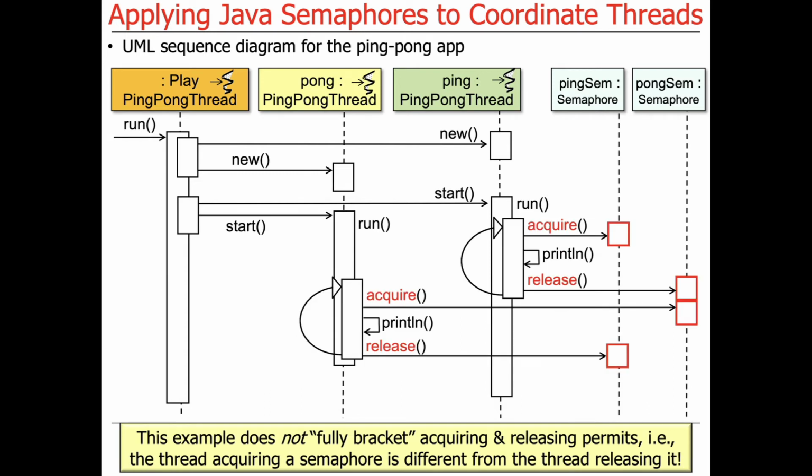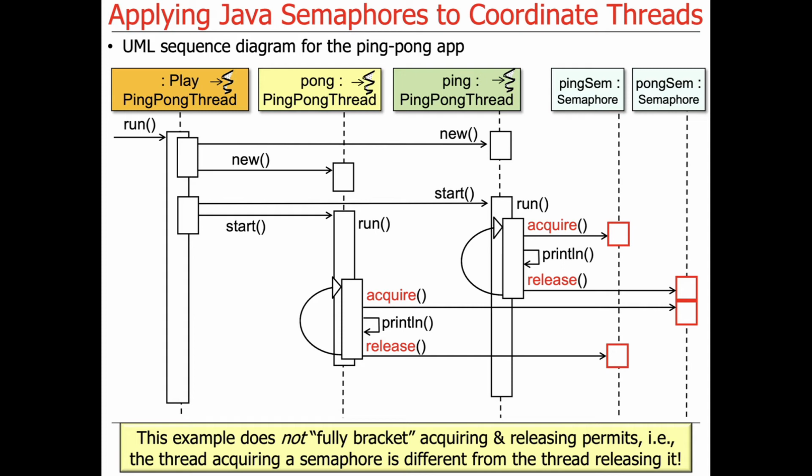So the ping thread will start by calling acquire on the ping semaphore. And because that starts out unlocked, it'll decrement it by 1 and go ahead and print ping. The Pong thread starts out by calling acquire, but it's calling acquire on the Pong semaphore. And if you recall, the Pong semaphore started out locked. So it'll block on Pong. So the Pong thread will not go first, the ping thread will go first.